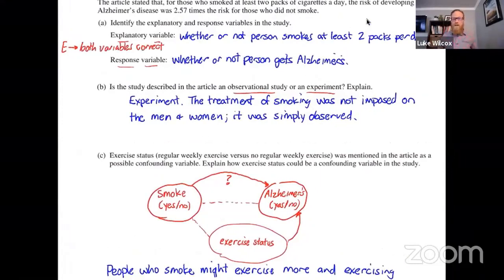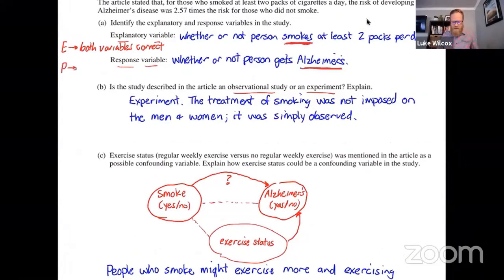Now, there is a little bit of a hang up on this one. The explanatory variable, I remember this over and over again, I had students that wrote smoking or smokes and wrote Alzheimer's. And that was not enough to earn full credit. That was actually a partial credit.